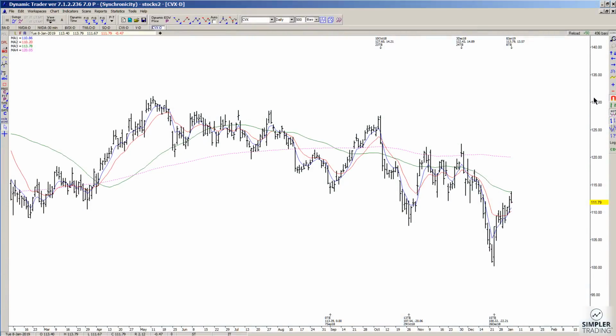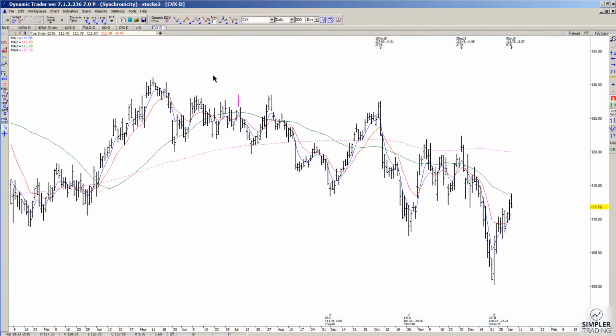Okay, today we're going to take a look at CVX, and I'm just going to recreate one of the setups that I've already had. So what I'm going to start with is a daily chart. Just acknowledge the fact that on this daily time frame, it's still a pattern of lower lows and lower highs. Price is below the 200, and it just kissed the 50 simple moving average today.